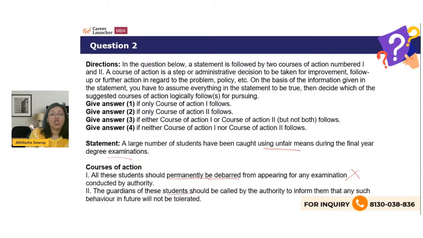The guardians of these students should be called by the authority to inform them that such behavior will not be tolerated. Yes, of course, this is something that can be done and should be done. So correct answer will be 2. Please understand, we are only choosing from these two. Which ones? It is not necessarily the only one.